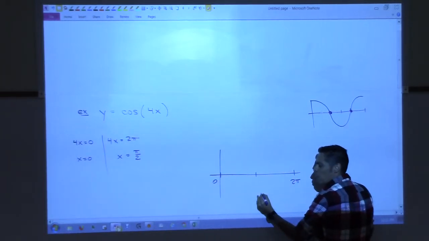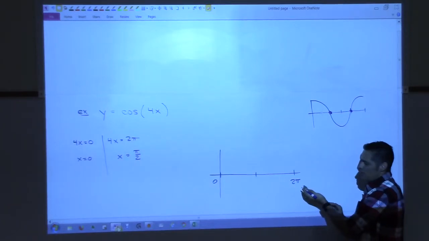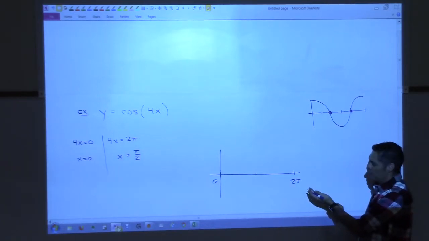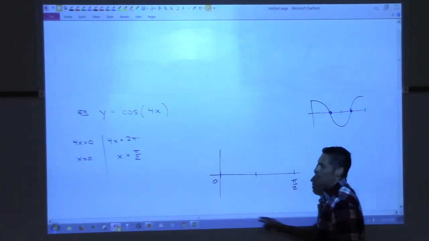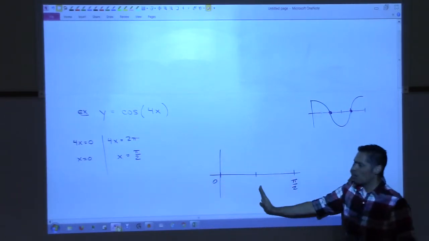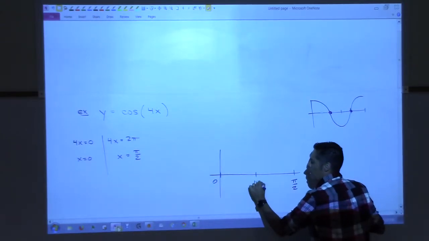Then I'm going to mark halfway. What's halfway? Why did I put 2 pi? I have no idea why I put 2 pi. Sorry. This should be what? Pi over 2. That's what I got here. Okay, so now I need to mark halfway. What's halfway? Pi over 4.